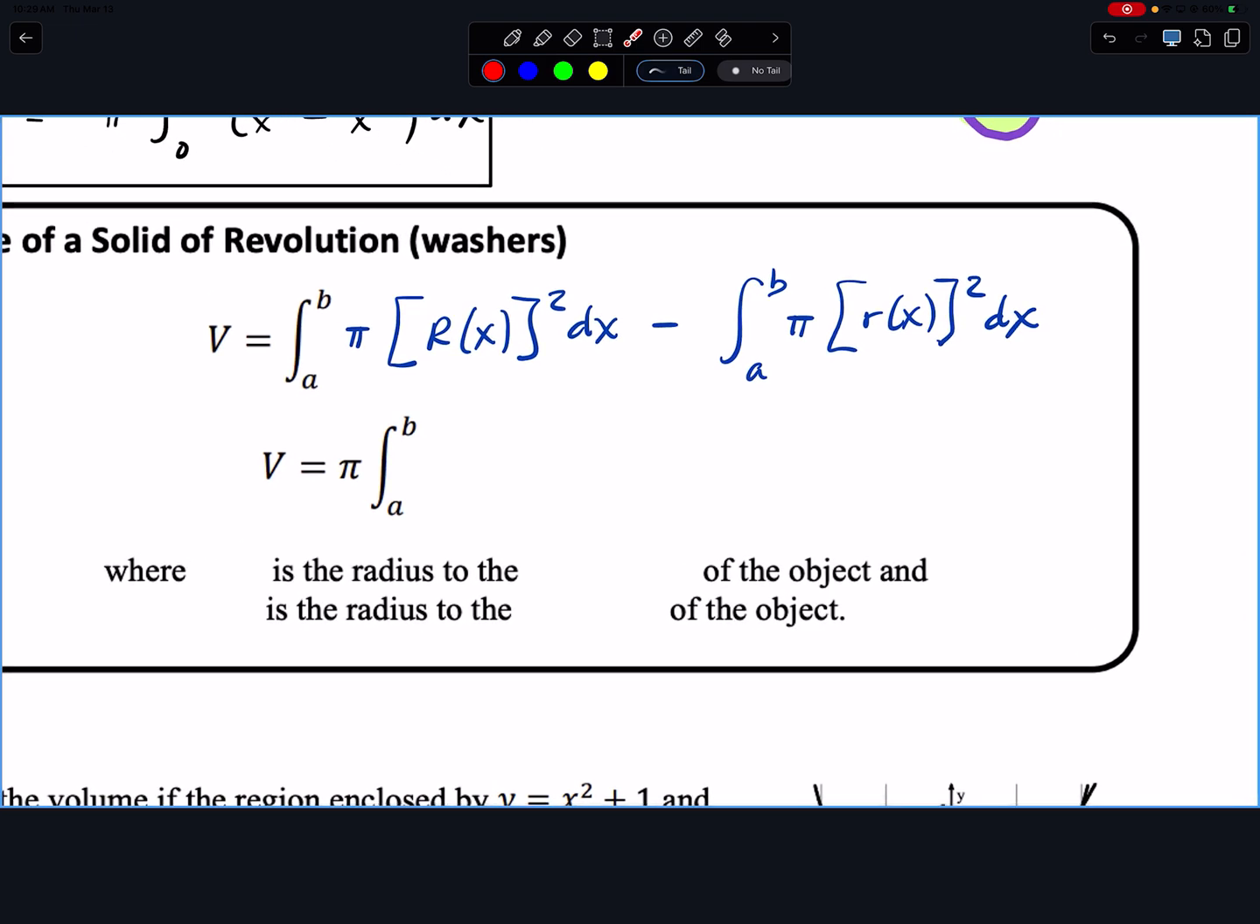All right, so combining these and simplifying this, the formula is going to be pi times the integral from A to B of big R of x squared minus little r of x squared dx. Please highlight this.